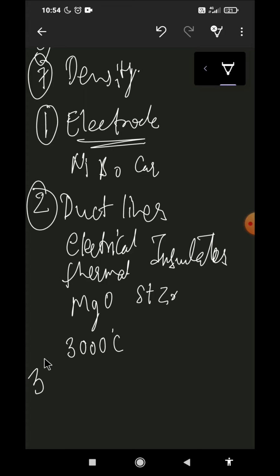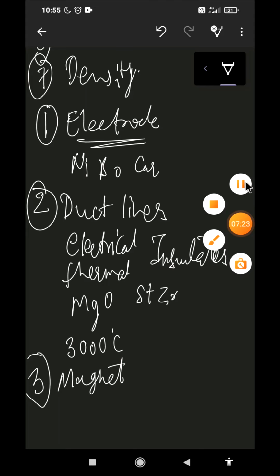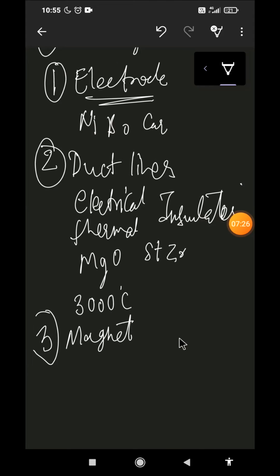Third is the magnet. It is stronger than permanent magnets. So ferromagnetic cores can be provided. Superconducting magnets, which use very little current, can also be provided.